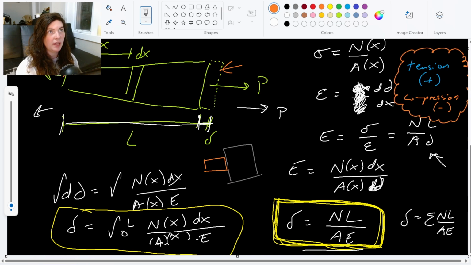So just keep that in mind. As we compress something, think about squishing a little tube of Play-Doh. It gets smaller and smaller, so the displacements will be negative. Whereas if you pull on something, the displacement will get larger and larger, so you'll have a positive value there.